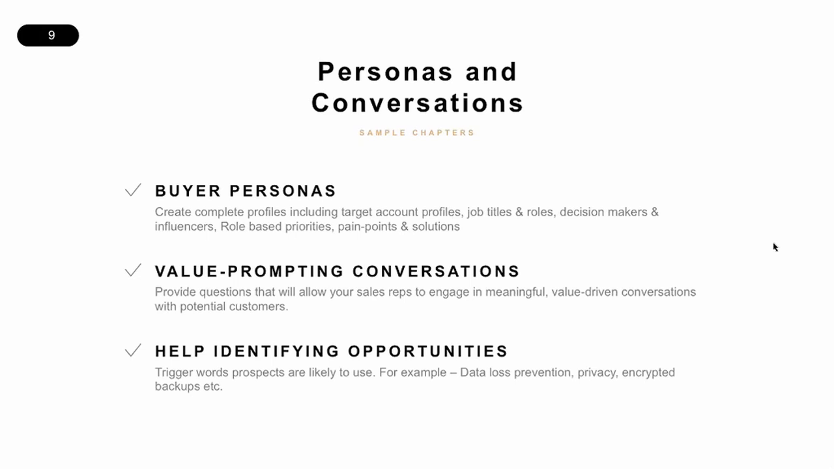So things like trying to spot data loss prevention, privacy, backups, being able to spot these keywords and actually jump in and interject and actually help allay some of the buyer's concerns can go a long way in helping the sales folks understand more about your product and positioning.